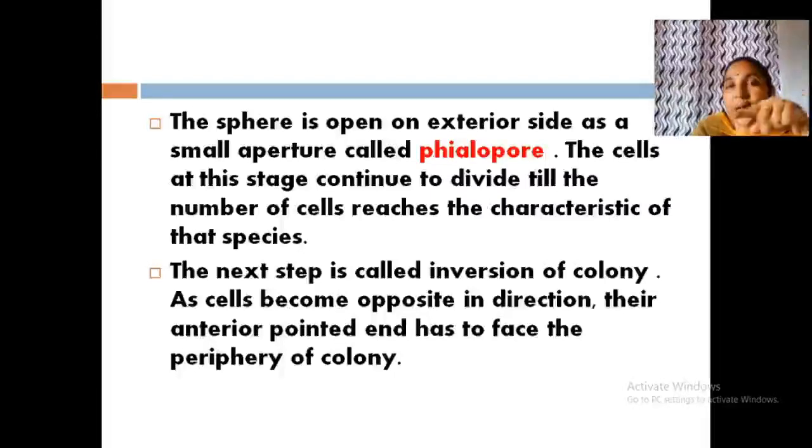You call it as Plakea. Then it becomes a circular shaped 16-celled structure. The opening is the phialopore. Then it again divides and reaches the maximum number typical to that of the species. Now what happens is inversion of the colony takes place. Now it is in this curved shape. Inversion takes place because the anterior side of the cells should be pointed to the outside. So likewise, inversion takes place.